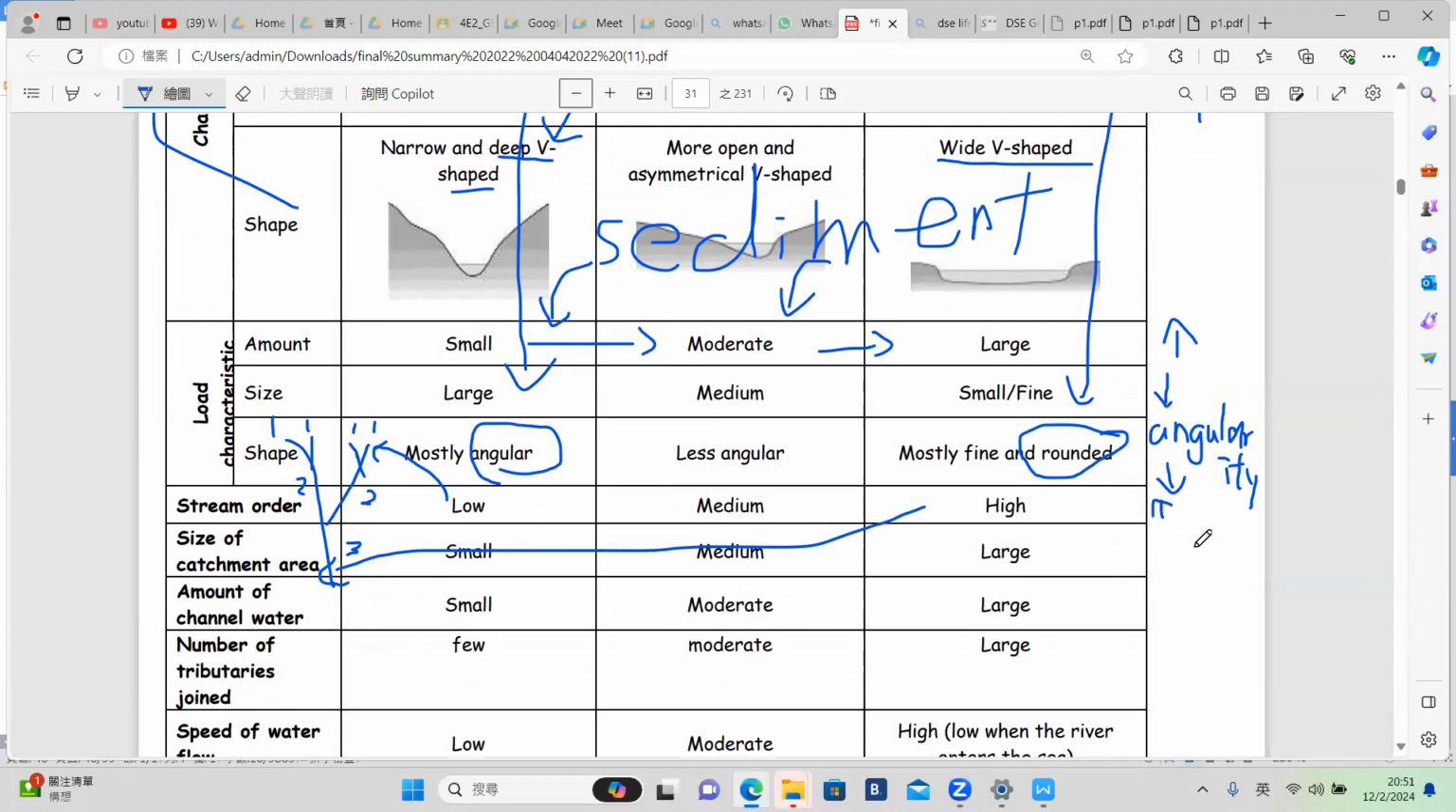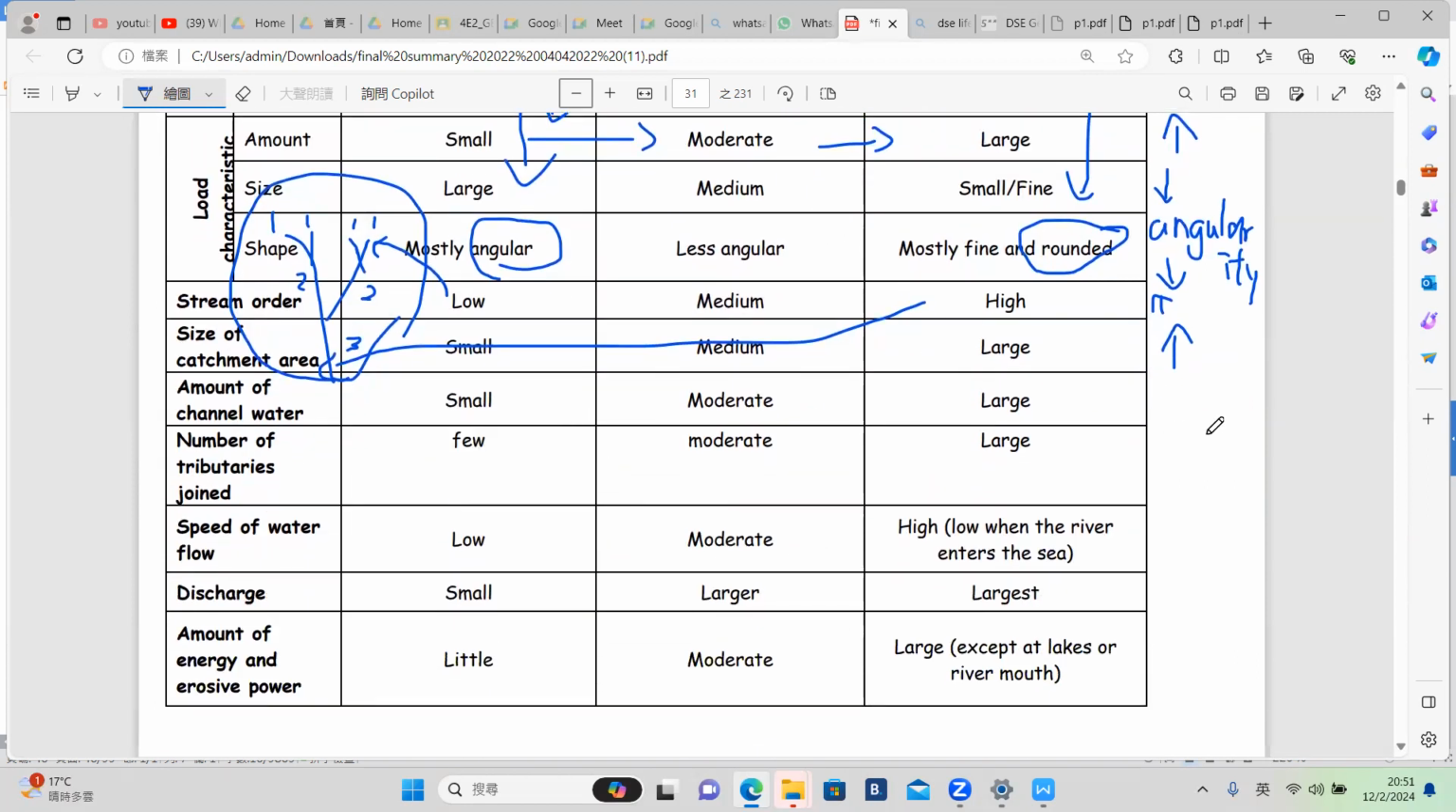Okay, size of catchment area is also the same, because if we are talking about number three's catchment area, virtually we are talking about the whole area, because number one is responsible for the water for number three, right? So all the number one's generation belongs to number three indeed. So for the lower course, virtually its catchment area is the whole river. Okay, channel width is again increasing, okay.